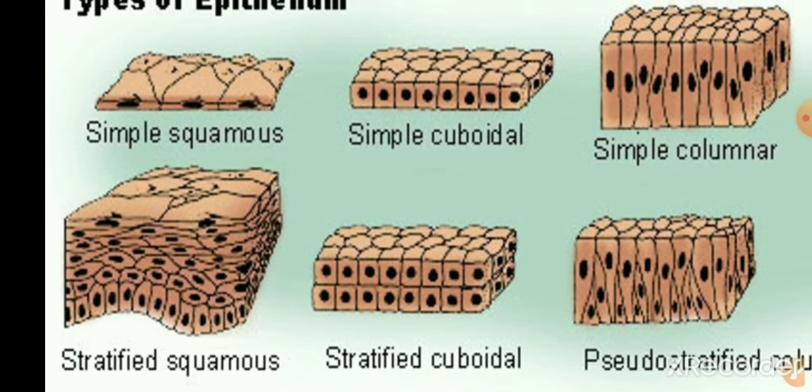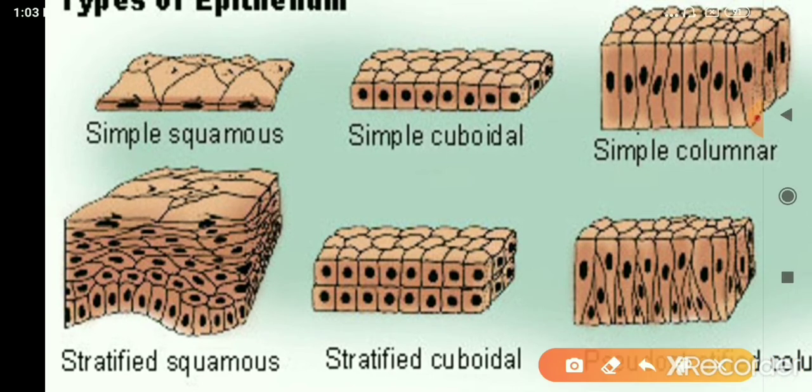Based upon the shape of the cells, the epithelium is of different kinds. So let us see what those different types are. If the epithelial tissue is made up of cells which are flat, then that's called squamous epithelium. If the cells of the epithelium are cubical in cross section, it's called cuboidal epithelium. And if the cells of the epithelial tissue are long or tall, pillar-like or column-like, then it's called columnar epithelium. So on the basis of shape, these are the three types of simple epithelial tissue: squamous epithelium, cuboidal epithelium, and columnar epithelium.